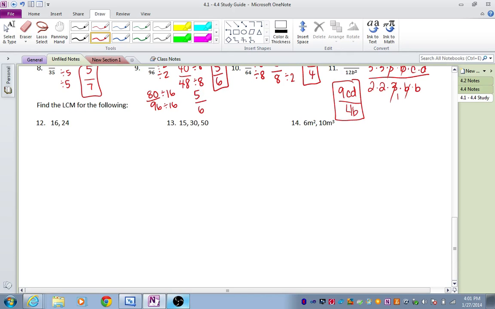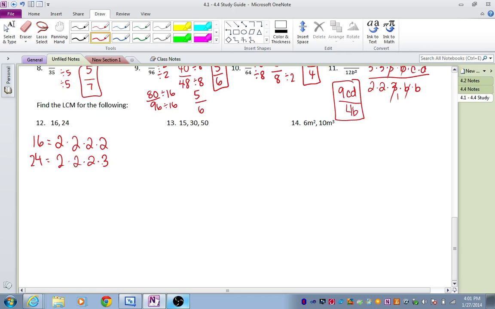Okay, last couple questions. We're finding the LCM of the sets of numbers. For 16 and 24, we're going to use our prime factoring method. 16 is 2 times 8. 8 is 2 times 4. 4 is 2 times 2. 24 is 2 times 12. 12 is 2 times 6. And 6 is 2 times 3.